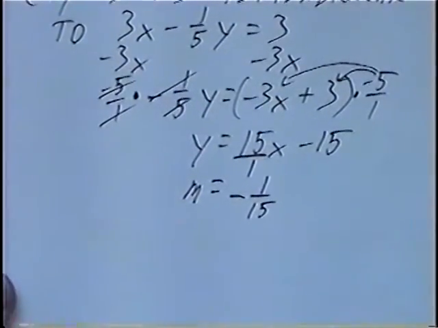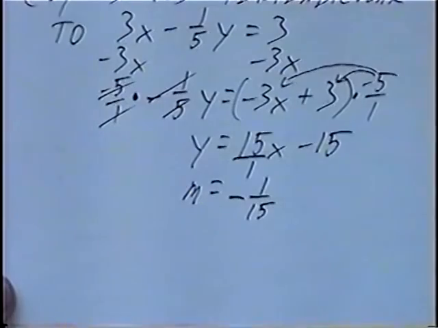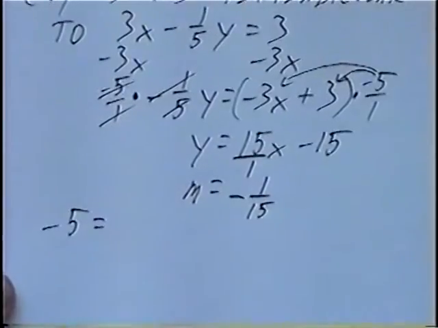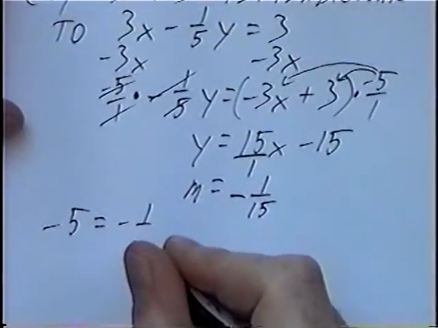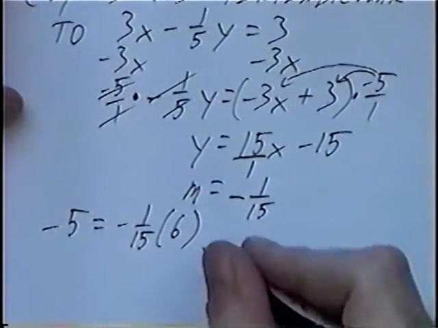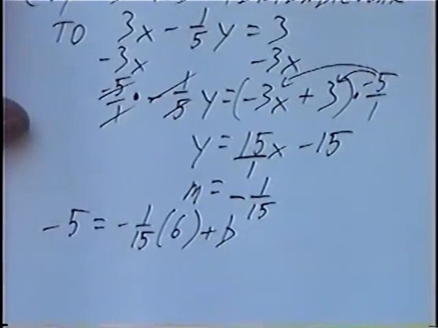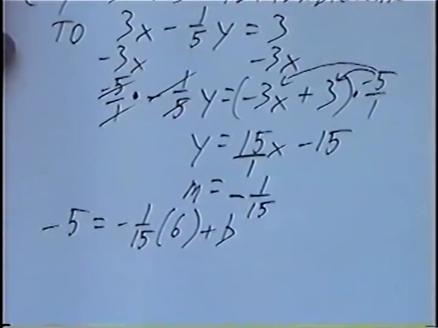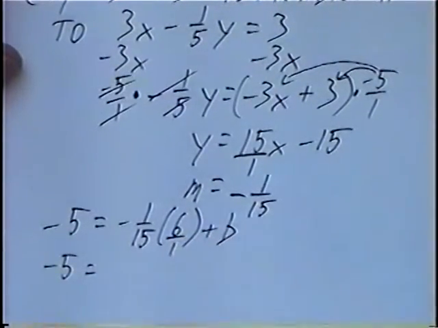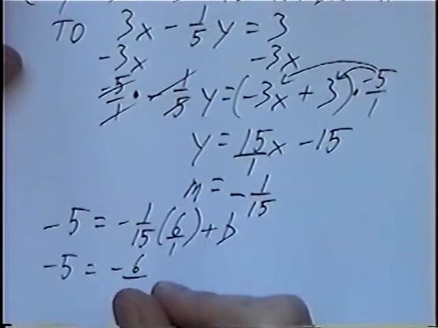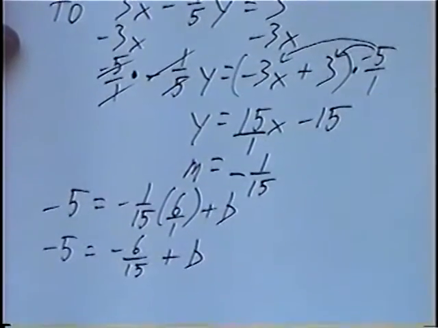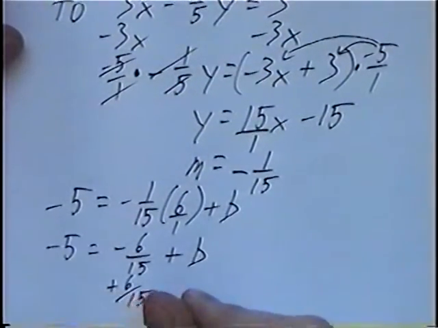Continuing the question to find b, we'll use the original point, which was 6 comma negative 5. So the y value is negative 5 equals m, which we found was negative 1 over 15, times x, which is 6, and plus b. Solving the equation, negative 5 equals negative 1 over 15 times 6 over 1, which would be negative 6 over 15, plus b. And solving for b, we can add 6 over 15 on both sides.